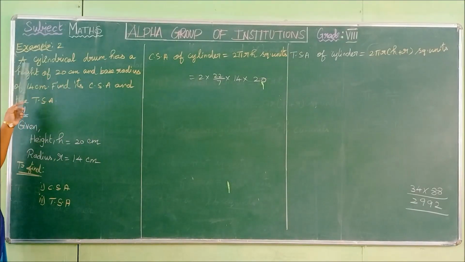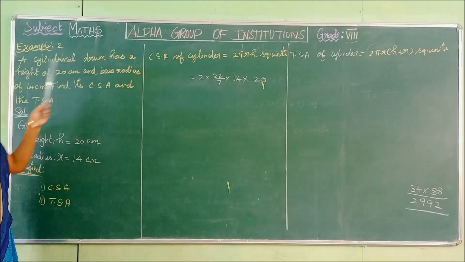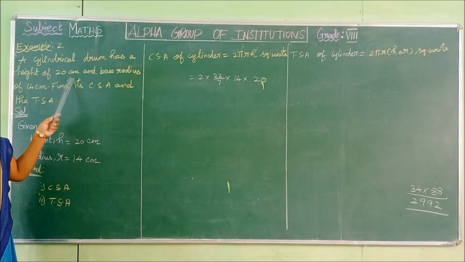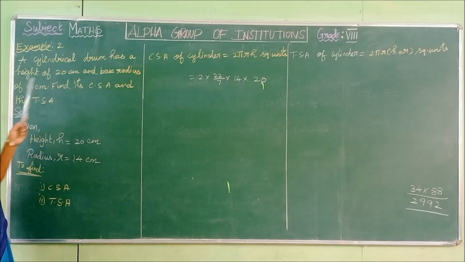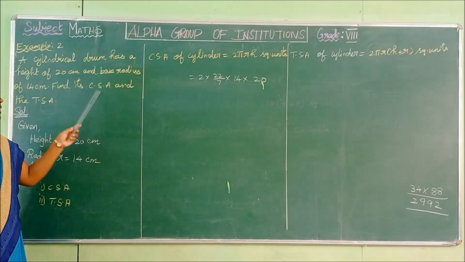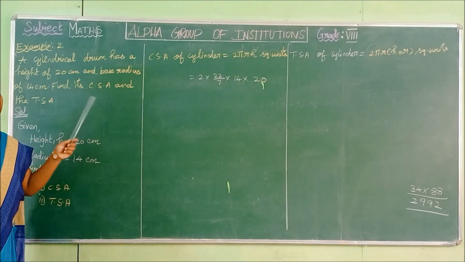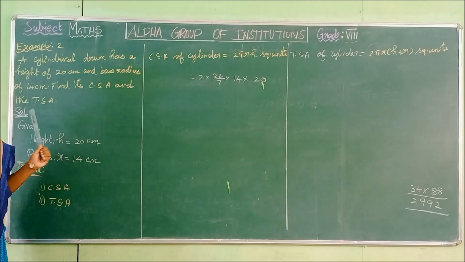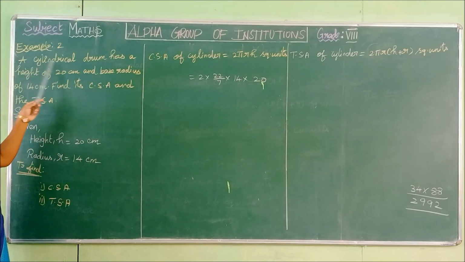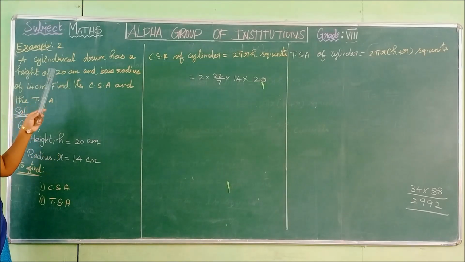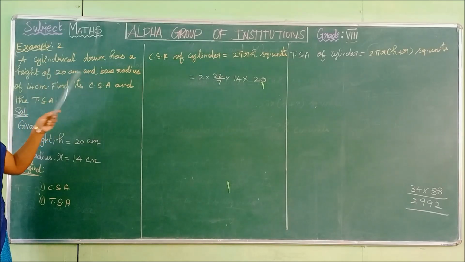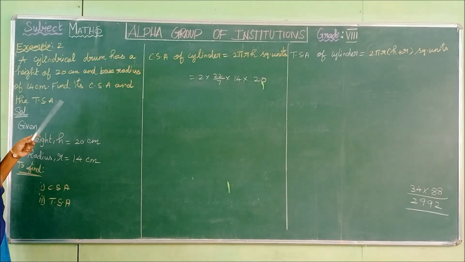See another example, children. Example 2. A cylindrical drum has a height of 20 centimeter and base radius of 14 centimeter. Find its CSA and TSA. What is meant by CSA? Curved surface area. TSA, total surface area. So what is the shape of the object given here? Cylindrical drum. So this problem is about the cylinder.